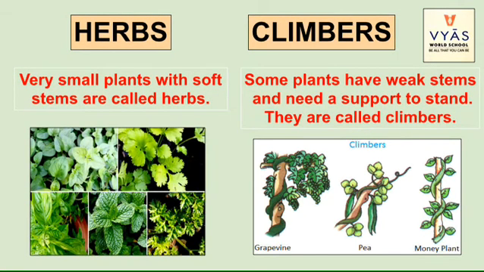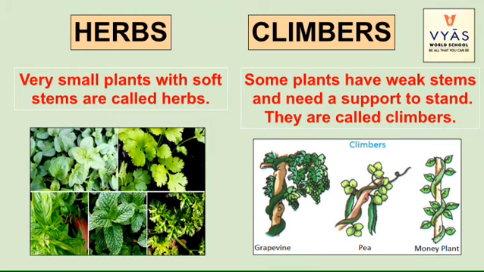Herbs, very small plants with soft stems, are called herbs. Herbs are very small in size and they have very soft stems. For example, coriander. Coriander means dhania. And mint. Mint means pudina. Oregano is also an example of a herb. So all these plants are small in size and they have soft stems.